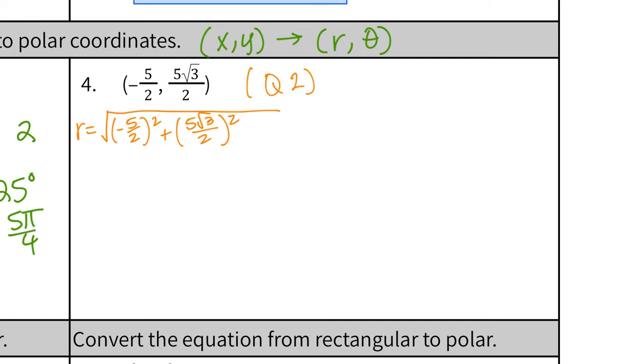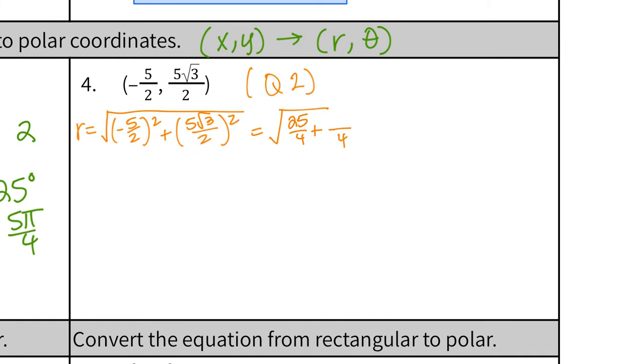Now I know fractions seem a little bit more difficult, but I promise they're not too bad. When you're squaring a fraction, you just got to square the numerator and the denominator separately. So 5 squared is 25, 2 squared is 4. So that first one is 25 over 4. Then the next one, also going to be over 4 because of that 2.